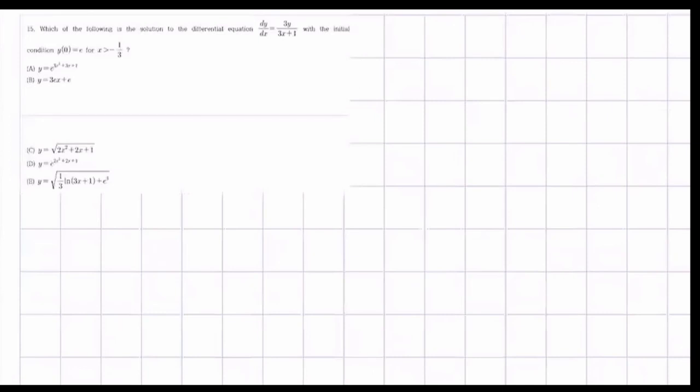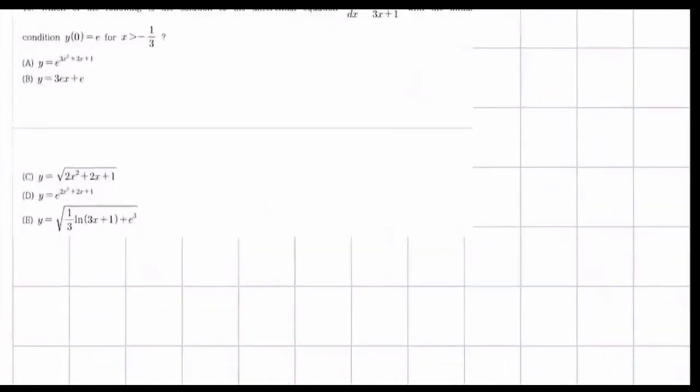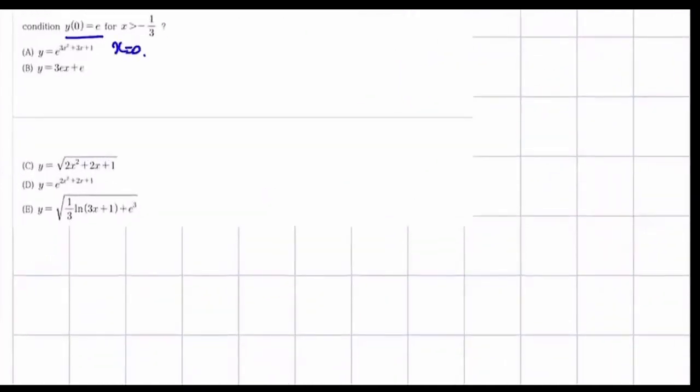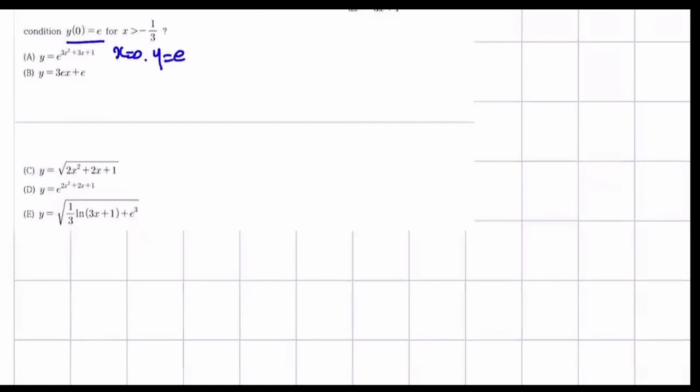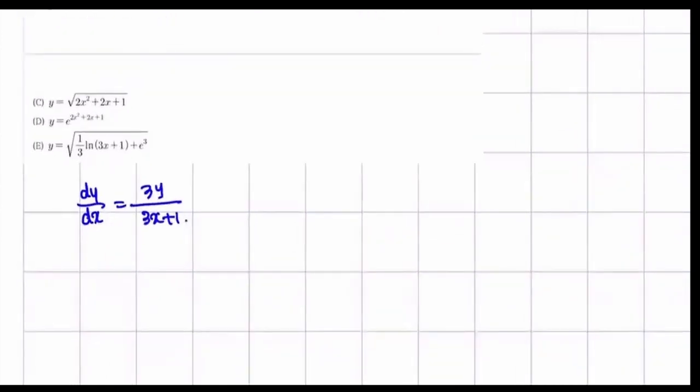Which of the following is the solution to the differential equation dy over dx equals 3 times y over 3 times x plus 1, with the initial condition x equals 0, y equals e, for x more than minus 1 over 3? Okay. Let's separate these variables respectively like this.